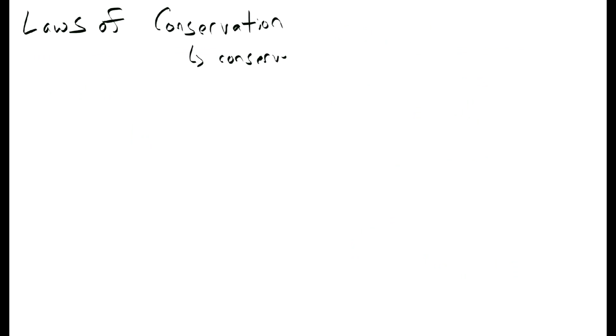And next up, let's go ahead and talk about the laws of conservation. Conservation means something is conserved, meaning it doesn't disappear. So if something is conserved in science, that means you don't have anything magically appearing, you don't have anything magically disappearing. If something is conserved, then the quantity is constant. Whatever you have at the end, you have at the beginning, and vice versa. Nothing is lost, nothing is gained.